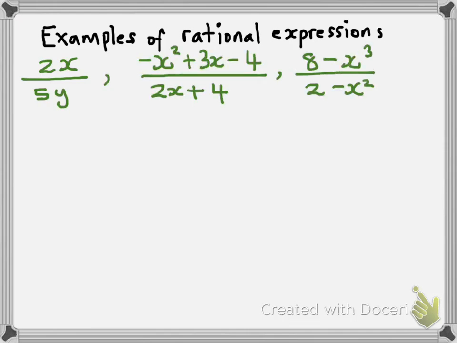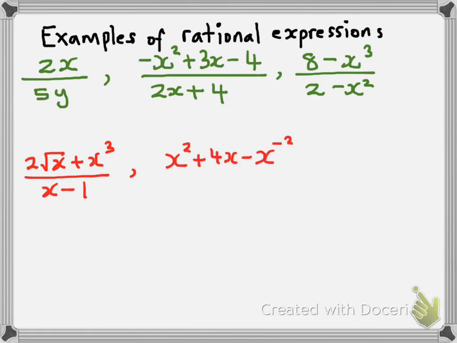2x over 5y is a rational expression. You can see the numerator is a polynomial. The denominator is also a polynomial. Negative x squared plus 3x minus 4 divided by 2x plus 4. That's also a rational expression because the numerator and denominator are both polynomials. And 8 minus x cubed divided by 2 minus x squared. That's another example of a rational expression.